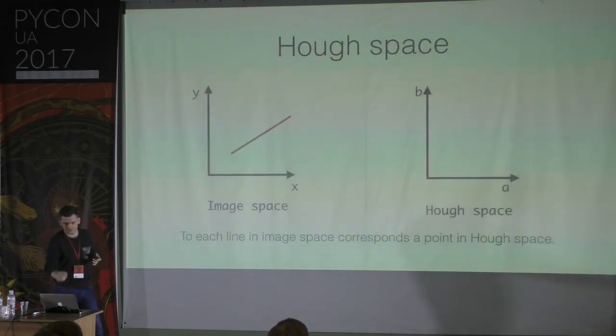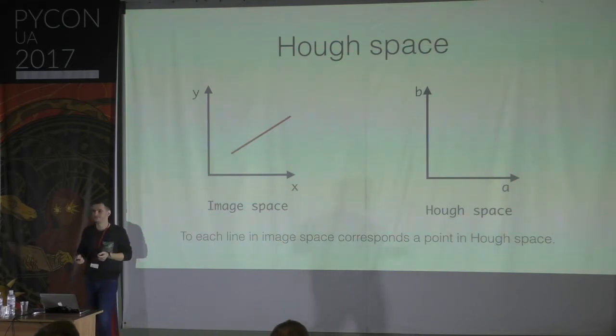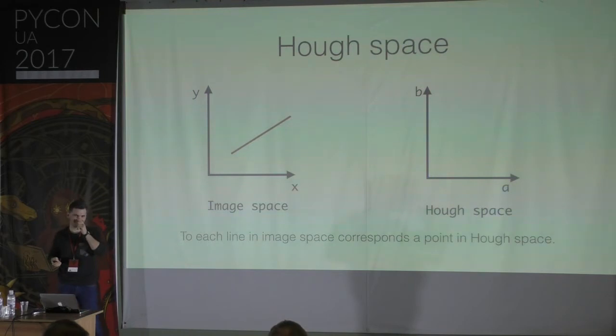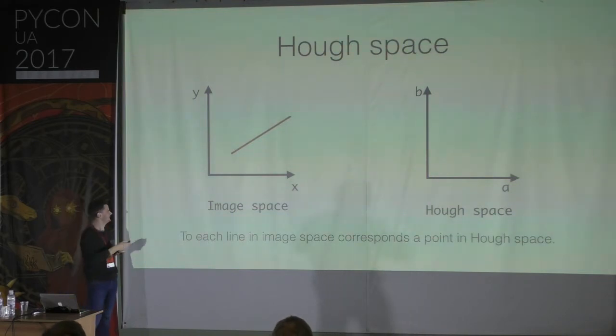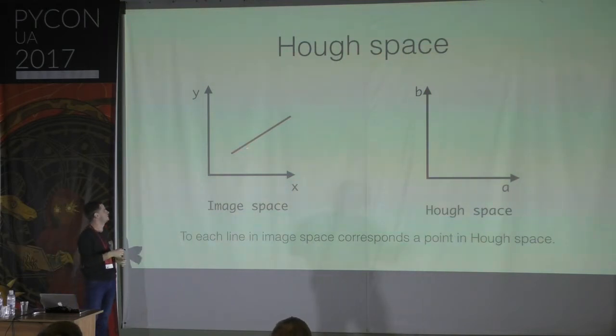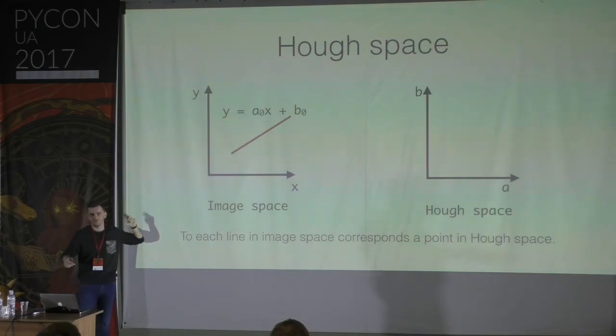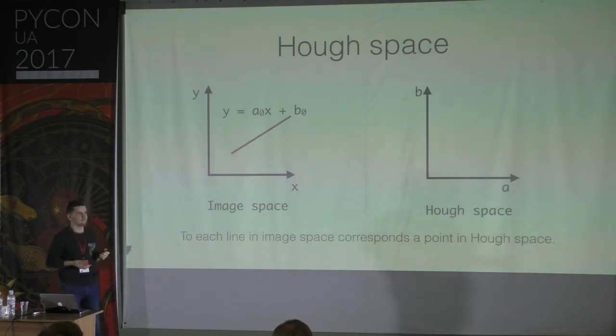So here we have more math. Who remembers something from high school math? Okay, that's reassuring. So you might remember that if we have some line in the image space, this line can be parameterized by this equation, because it's a linear line.